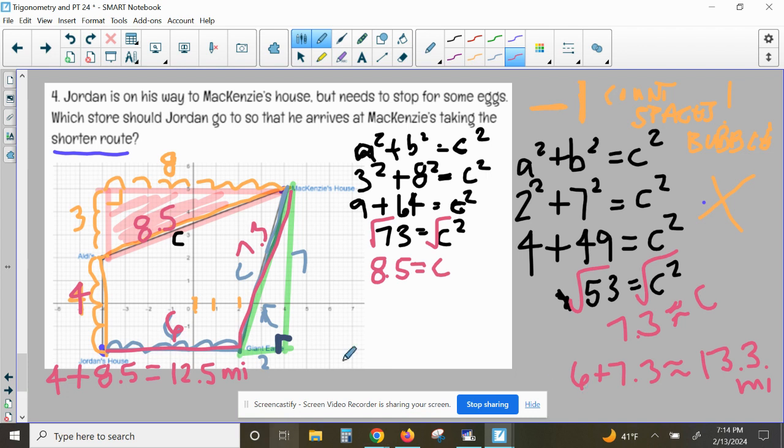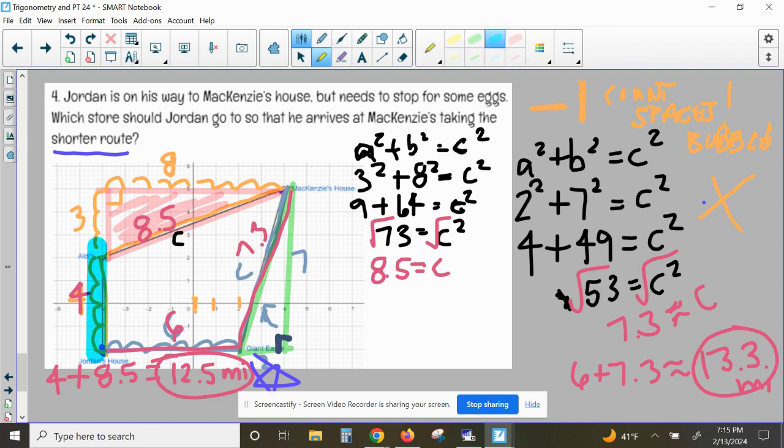So what's going to be the shorter route? Is it going to be the 12 or the 13? Obviously the winner is going to be this one over here. So it's going to be better to go from Jordan's house to Aldi's to Mackenzie's because it's only going to be 12. Make sure this gets glued in your notebook.